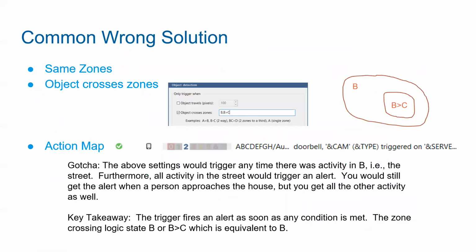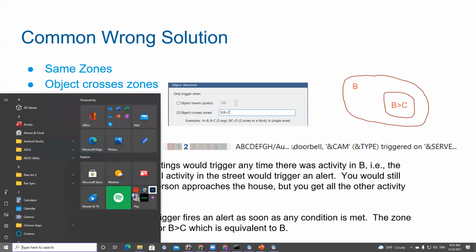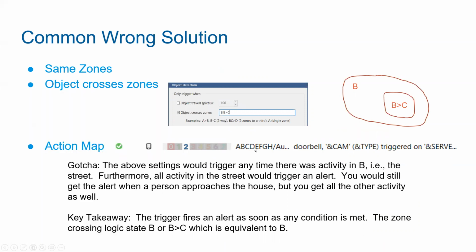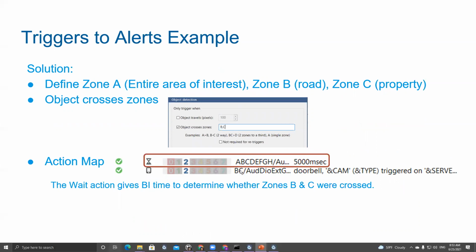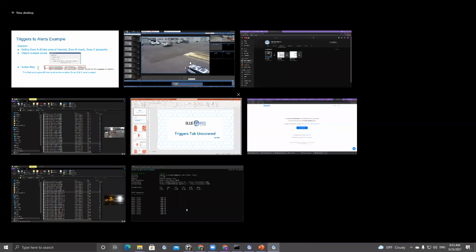So that's why when I did the alert in the action map, where's the action map one? Oh, this is the wrong solution. That's why when I did B to C, it actually fired only when it hit the driveway to the house, because it had time to determine whether C was actually hit. And just to confirm that it worked, it does work.